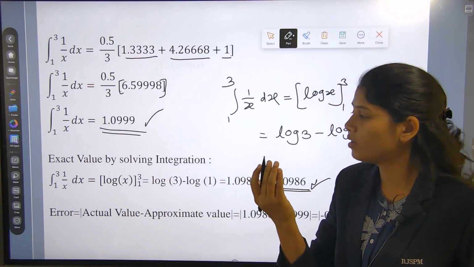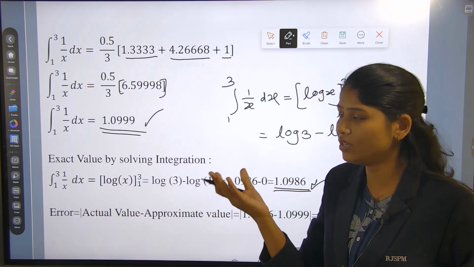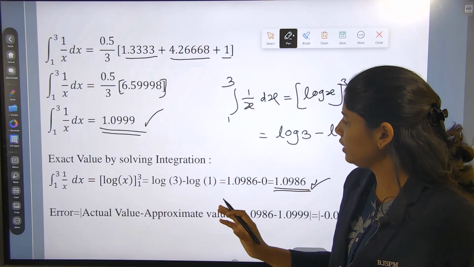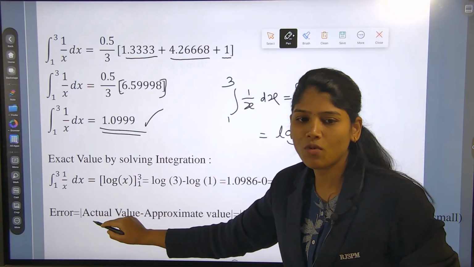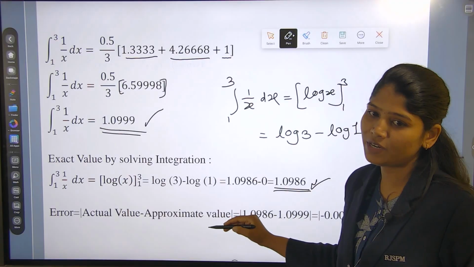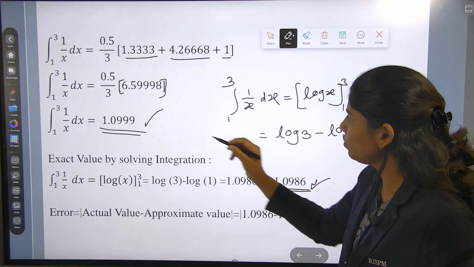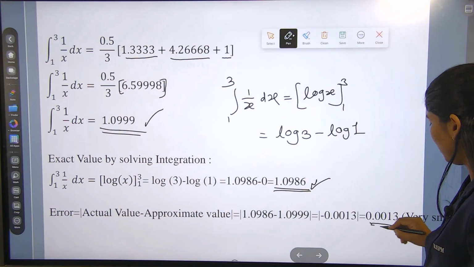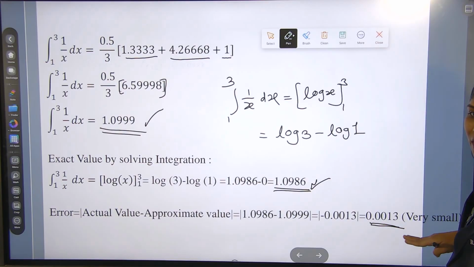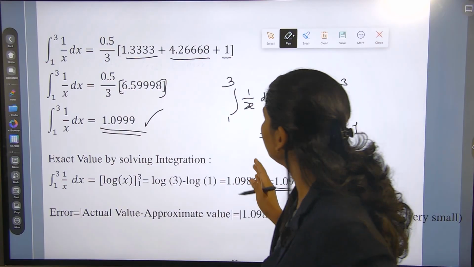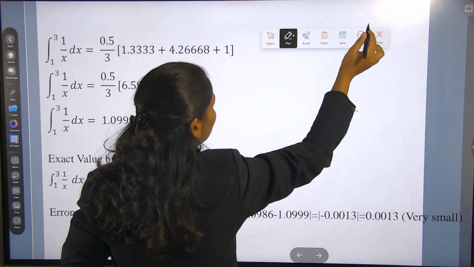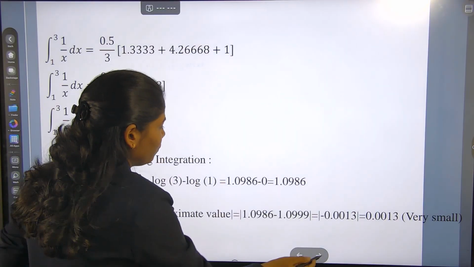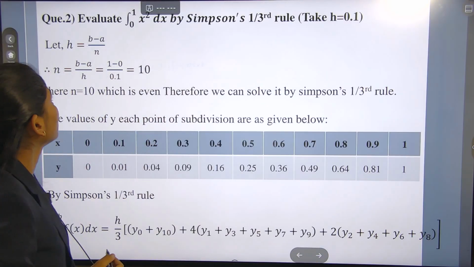If it is mentioned in the question to find the error, then the formula for error is the mod of actual value minus approximate value. Write down this value minus this value and put it in mod. So here is a very small error. Okay, this is your first question. Now discuss the second question.